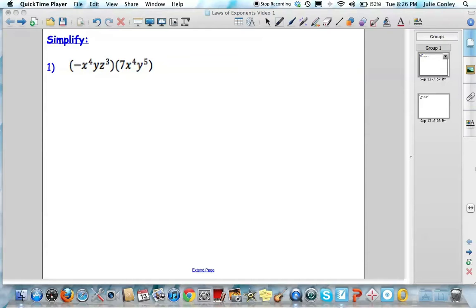So we have this first problem here, and you notice two sets of brackets, and there's no operation written in between the brackets, so that means we are multiplying. So this is one big multiplication problem.